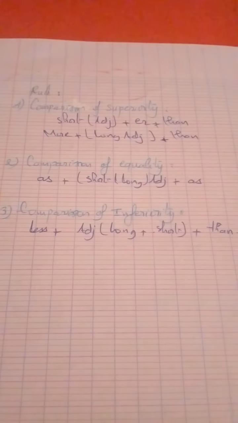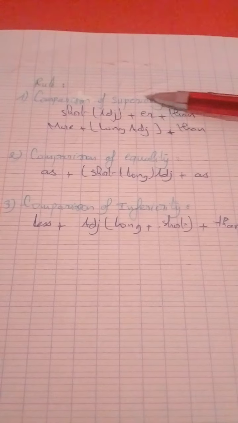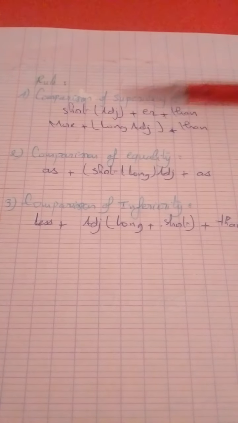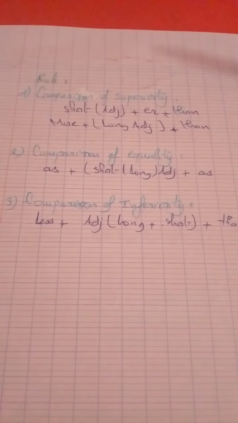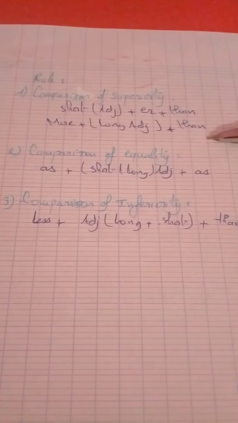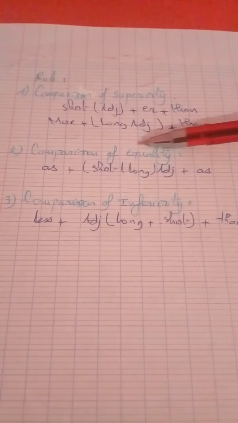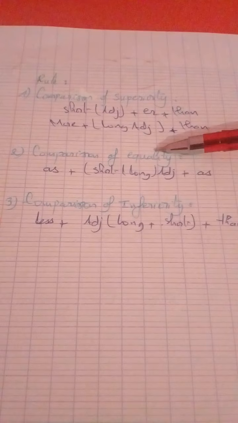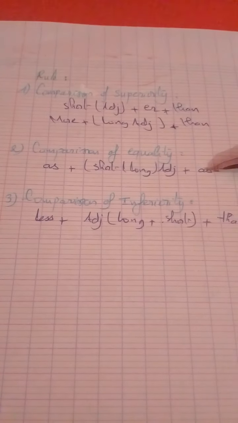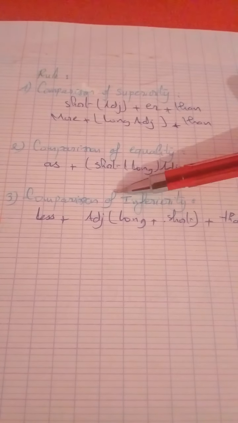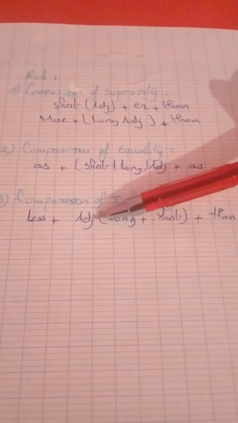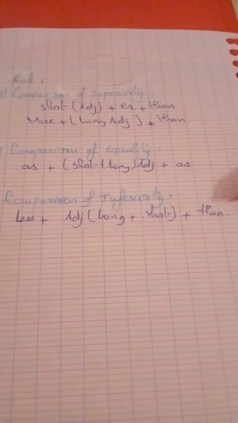And here is the rule. We have the first one, comparison of superiority. We have short adjective plus er plus than. Then we have more plus long adjective plus than. Then we have comparison of equality. Whenever we have two equal things, we have as plus short or long adjective plus as. Then we have comparison of inferiority. We have less plus adjective, long or short, plus than.